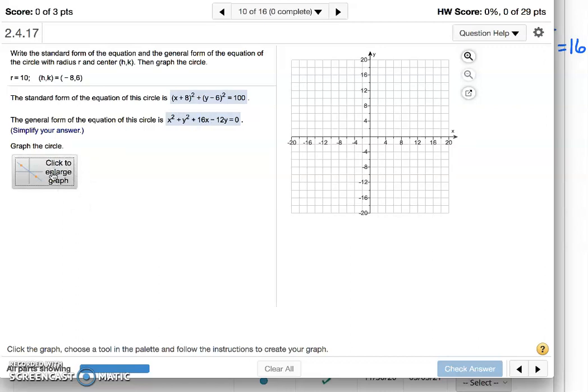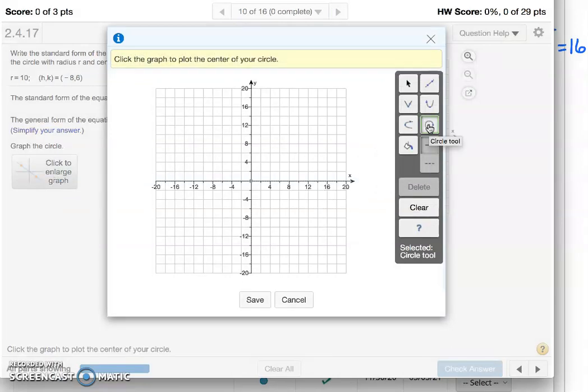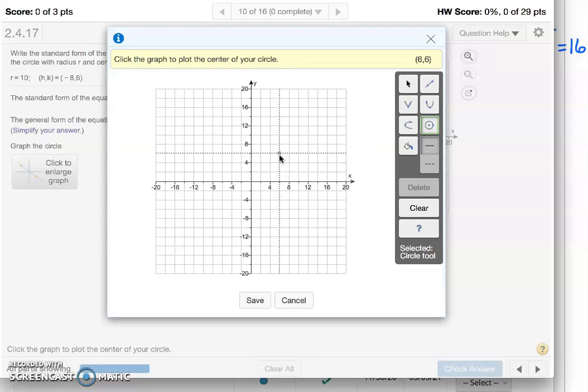So I'm going to click to enlarge the graph, and I'm going to pick the circle tool. The first thing I want to do is plot the center of the circle. So that is at negative 8, 6. So I'm going to go to negative 8, 6, which is right here. And I'm going to click the mouse button.